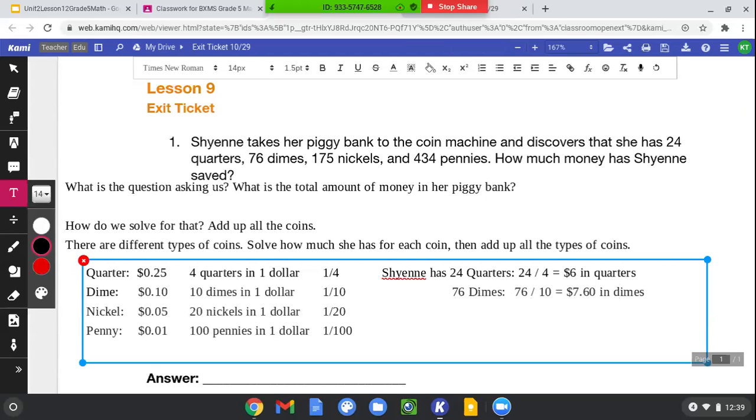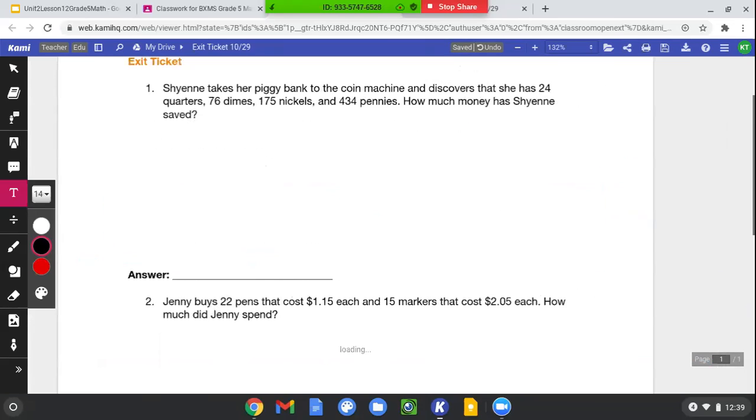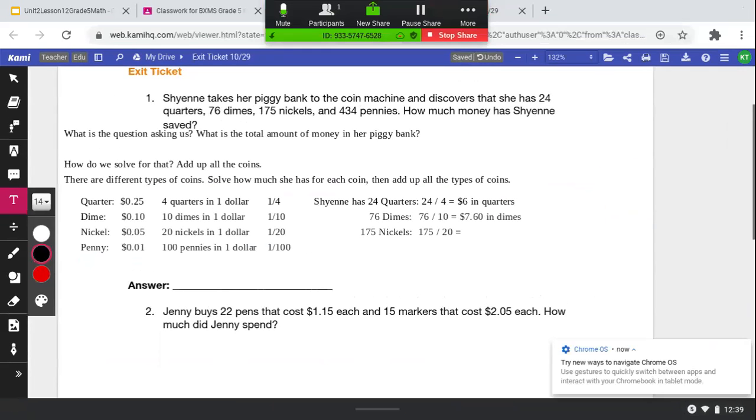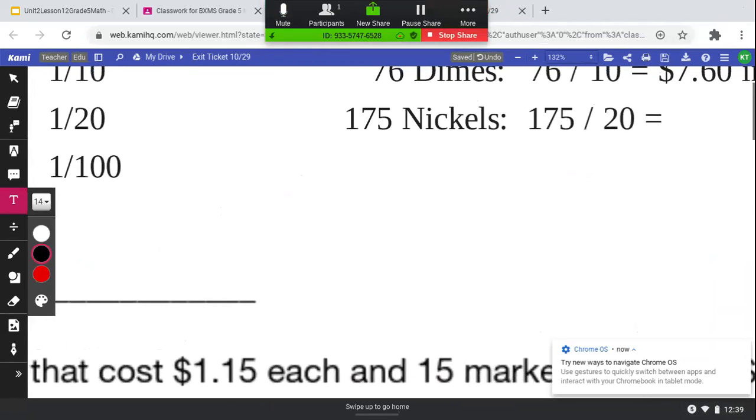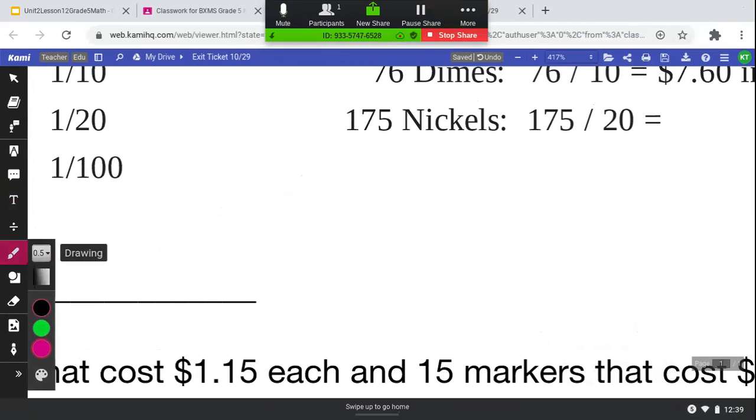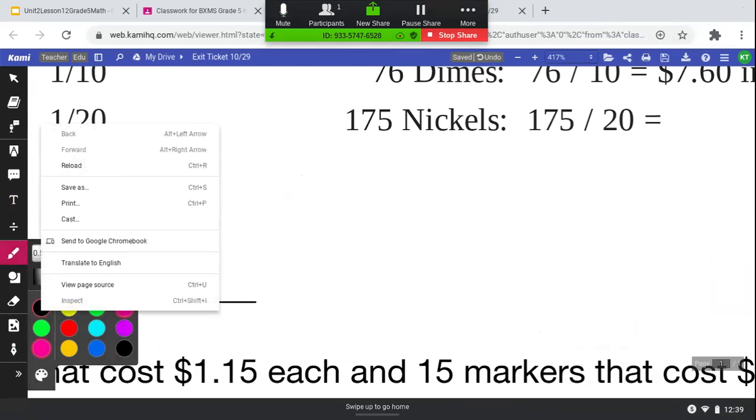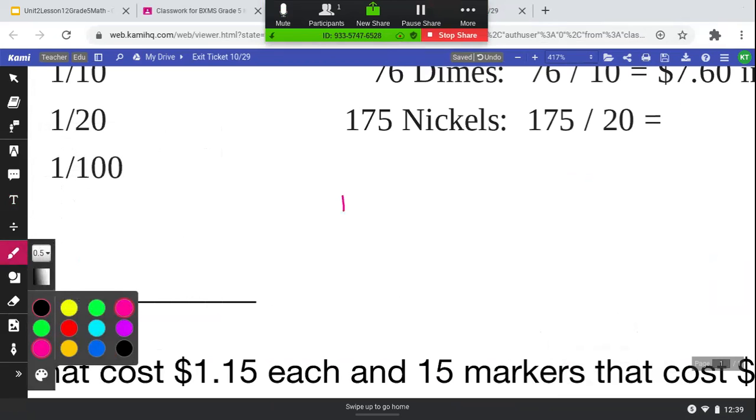She has 175 nickels. So we are going to solve for 175 divided by the amount of nickels in $1, and that is going to be 20. So let's figure out how many dollars are in 175 nickels. I'm going to come over here and do, wrong color. My bad, y'all.